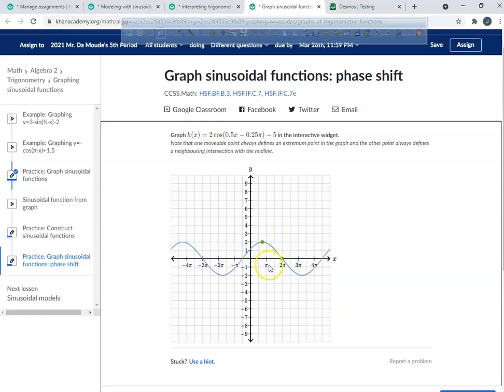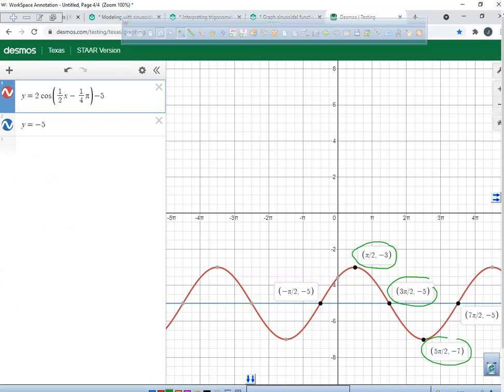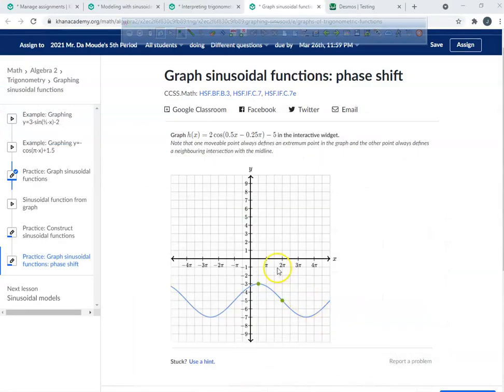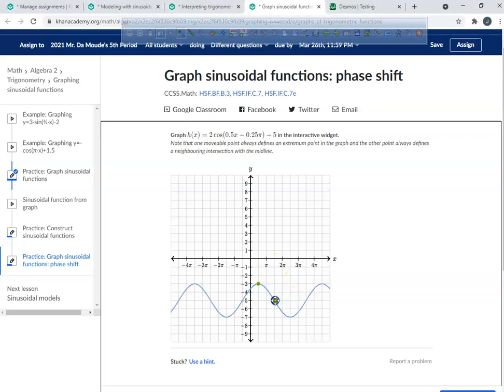So can everybody see how this is pi? So this would be pi over 2. And our midline is what? Negative 5. So I'll move my one down to negative 5. So we have pi over 2, negative 3. There's pi over 2, negative 3. And then what was the other? 3 pi over 2, negative 5. So 3 pi over 2 is right in between, right there.